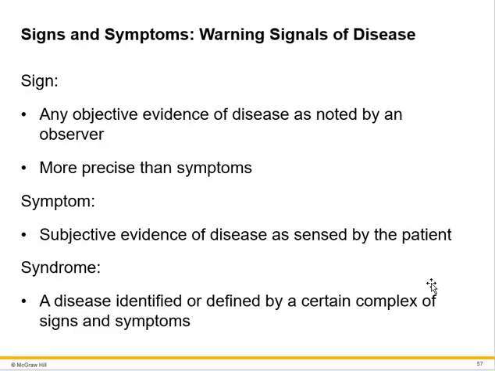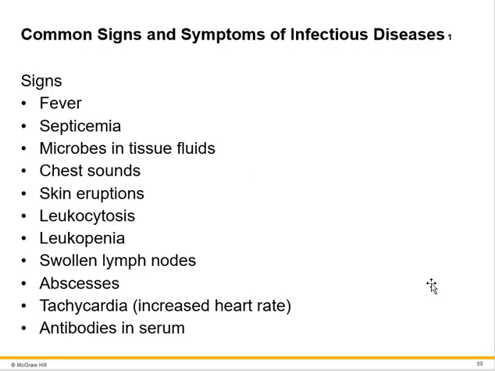Signs and symptoms. These are warning signs of the disease. This is the damage section. Signs and symptoms: observable evidence would be a sign, and subjective evidence that's only sensed by the patient is a symptom. You can't really measure a symptom, but you can measure or observe a sign. And a syndrome is a complex of signs and symptoms that identifies a particular disease.